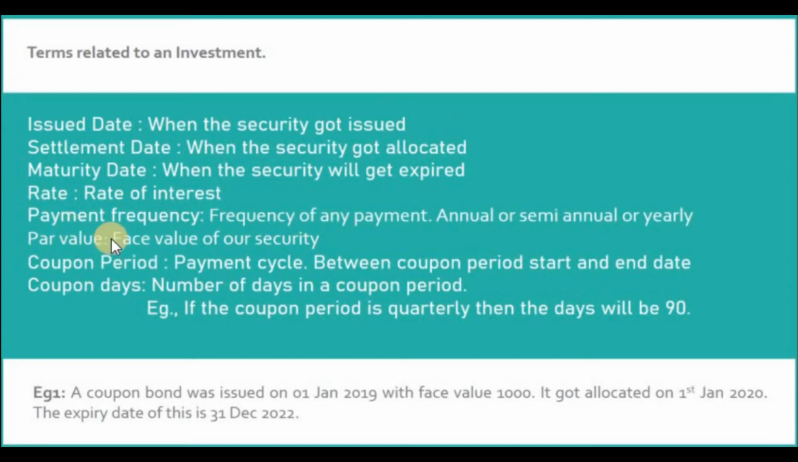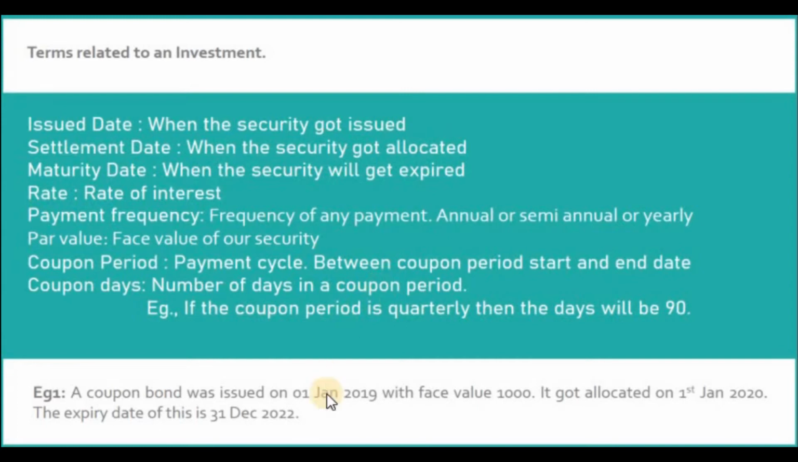Par value is the face value of our investment. Some investment will have periodic interest payments. These are called coupon payment. The period of interest payment is called coupon period. This period can be monthly, quarterly, half yearly or yearly.